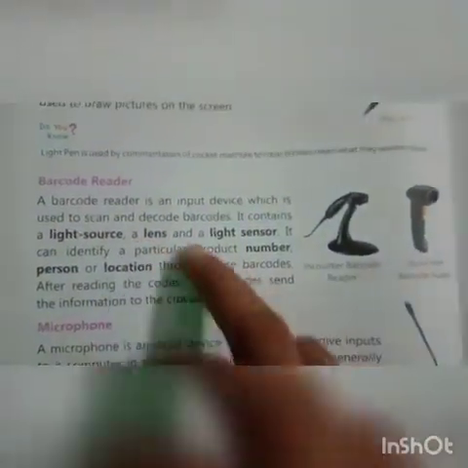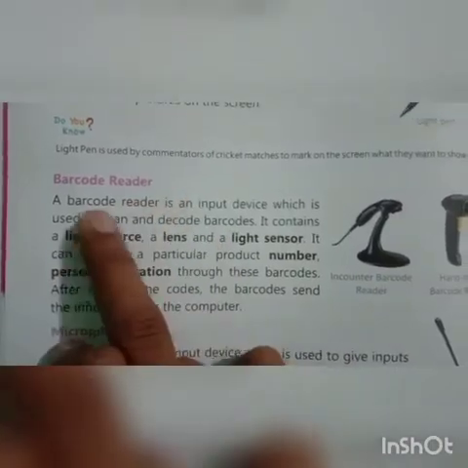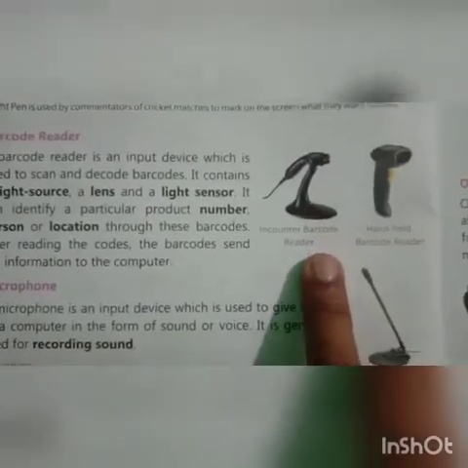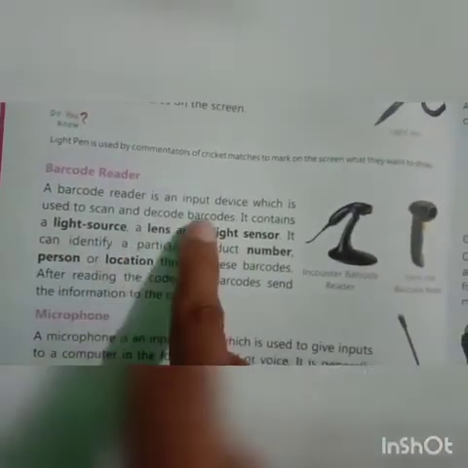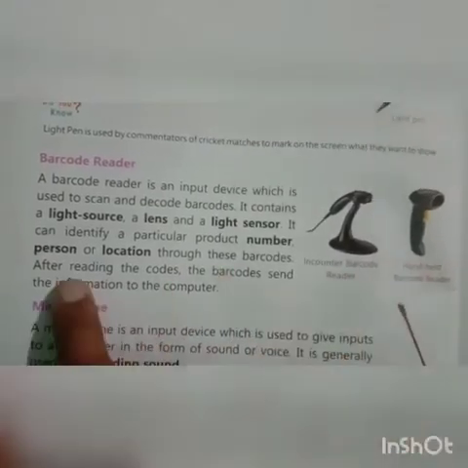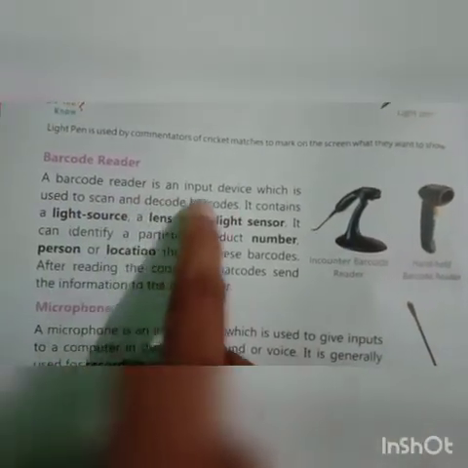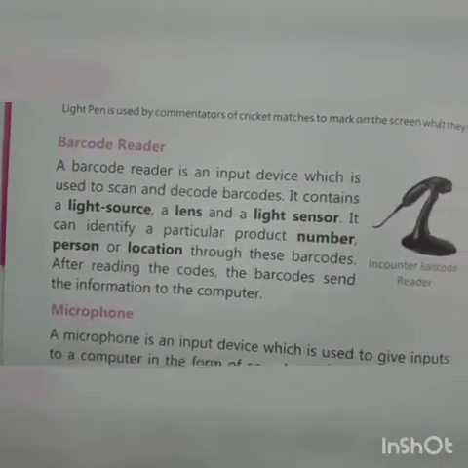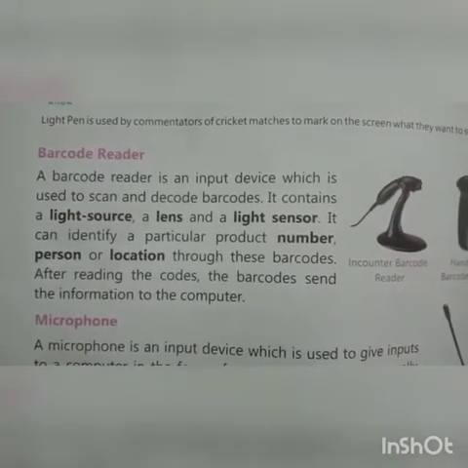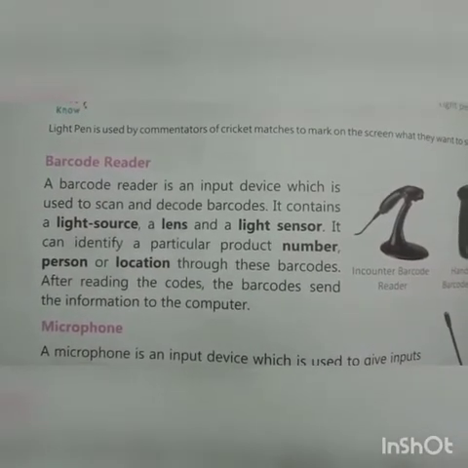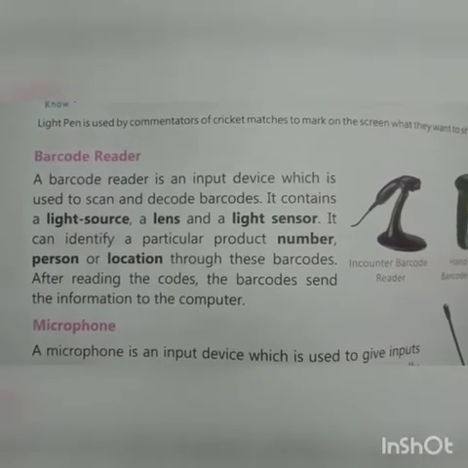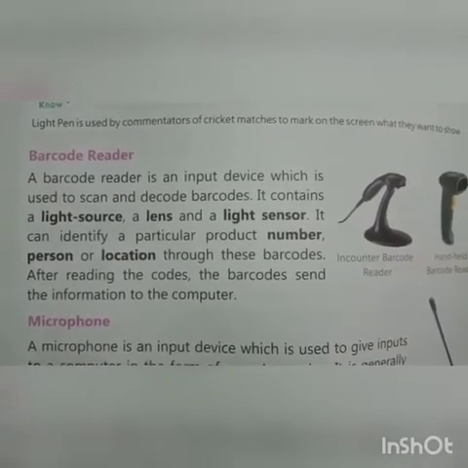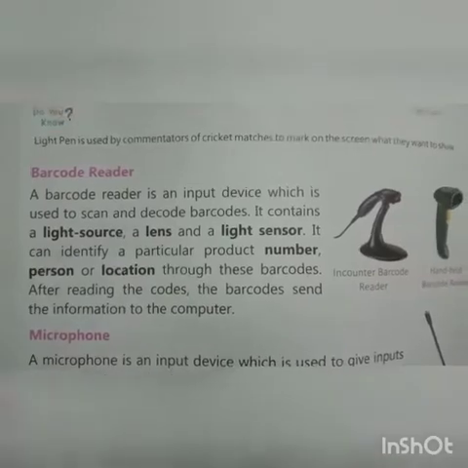Barcode reader. Students, in shopping complexes and other market areas, you can see this device. This is a barcode reader, and this is also giving data to the computer. A barcode reader is an input device which is used to scan and decode barcodes, and it contains a light source, a lens and a light sensor. It can identify a particular product number, person or location through these barcodes. After reading the barcodes, it sends the information to the computer.